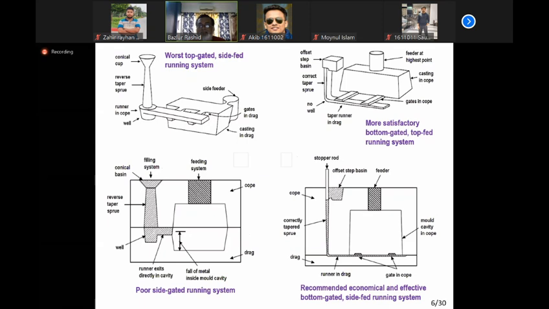So percent yield is increased, and ultimately we'll see that because of the constriction, because of the narrowness of the channel, liquid metal will have a very small opportunity to have turbulence, to have splashing, because simply they don't have enough space to accommodate those splashing and turbulence. So we'll see that this is one of the most effective gating systems, and we'll try to design these types of systems later on.